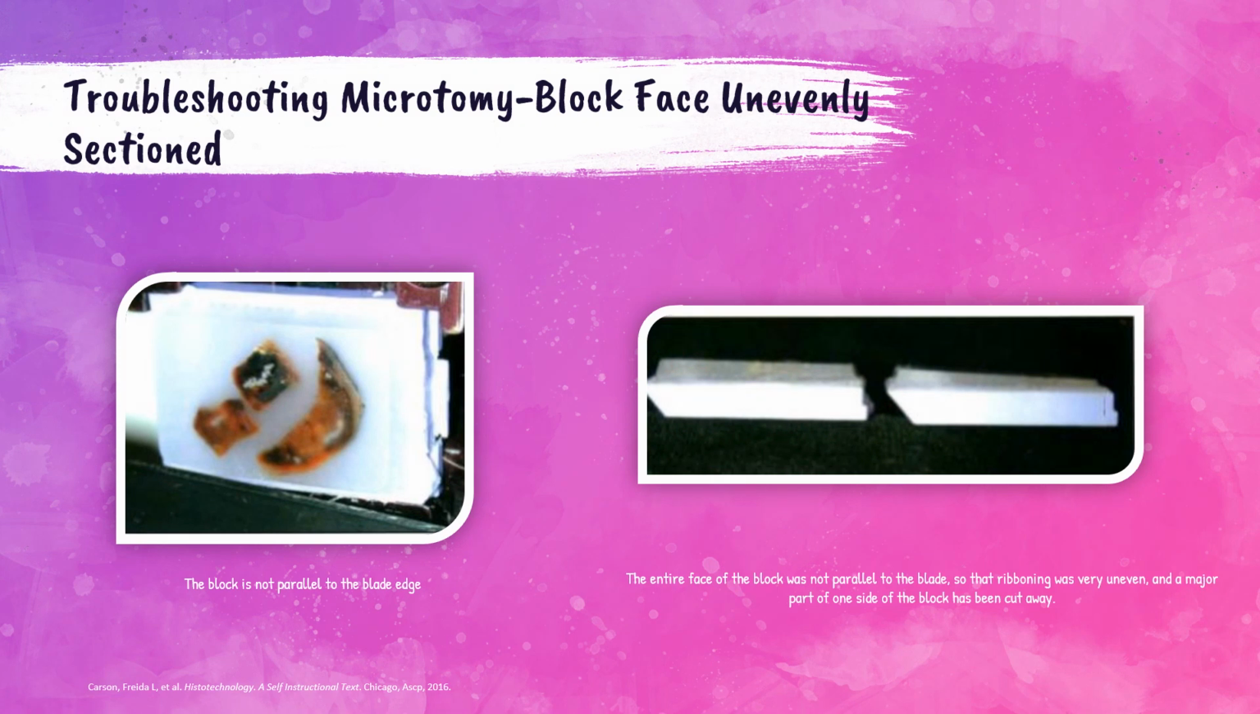The photo on the left-hand side shows a tissue block that was not parallel to the blade edge. The photo on the right-hand side shows an example of when the entire face of the block was not parallel to the blade of the microtome. This resulted in uneven ribboning and a major part of one side of the block that got cut away.